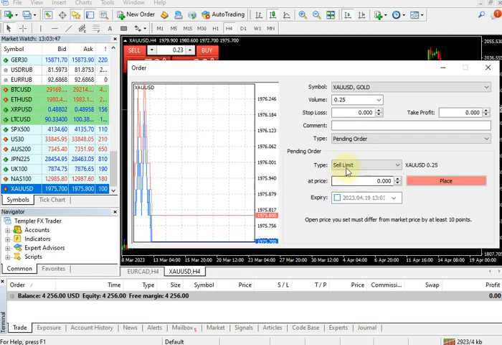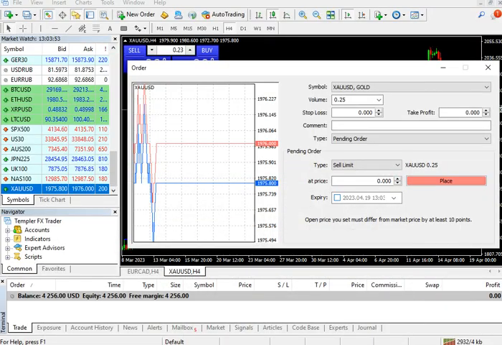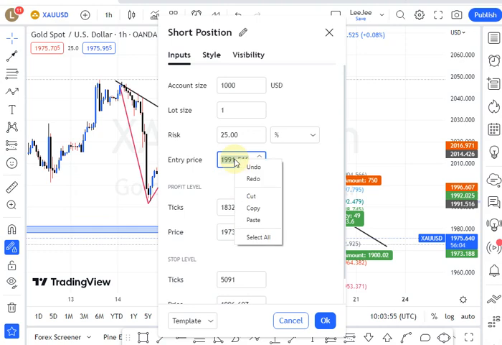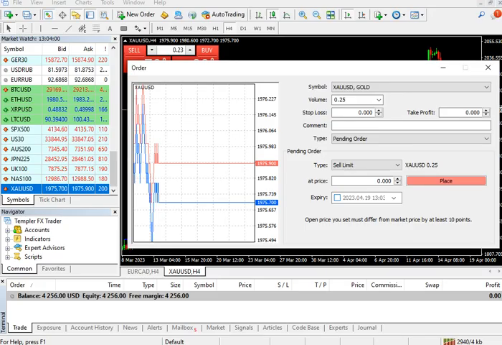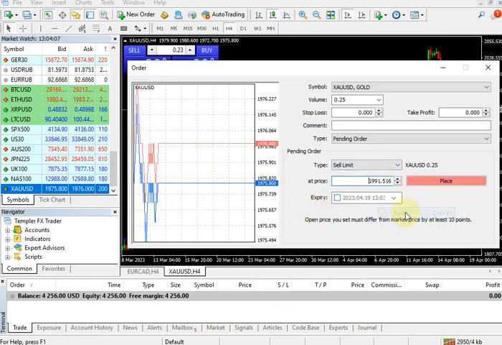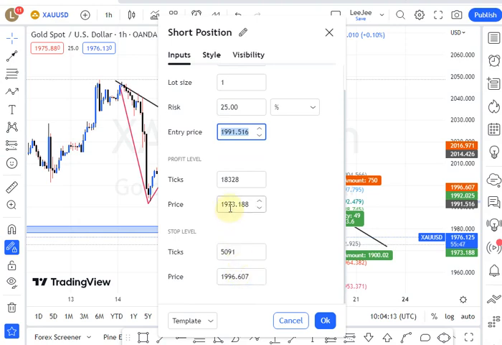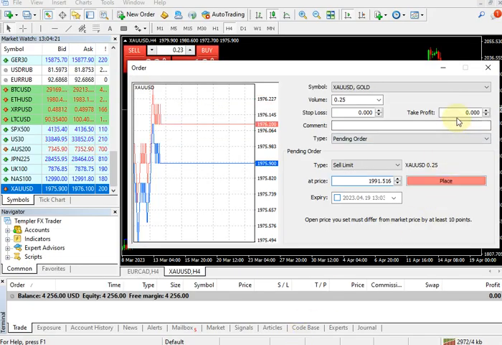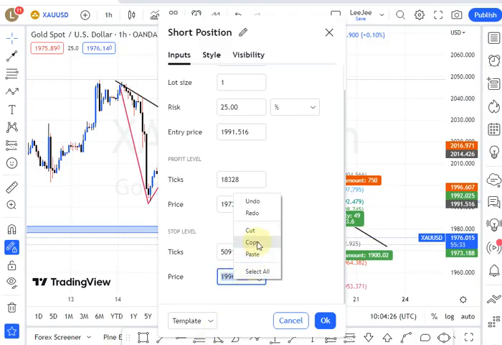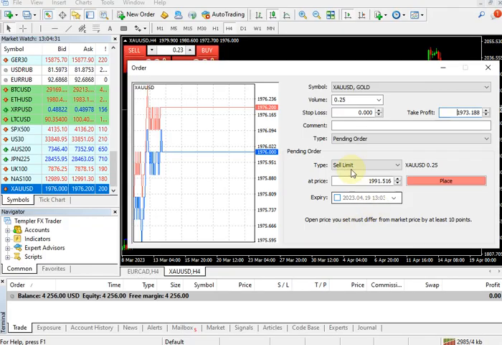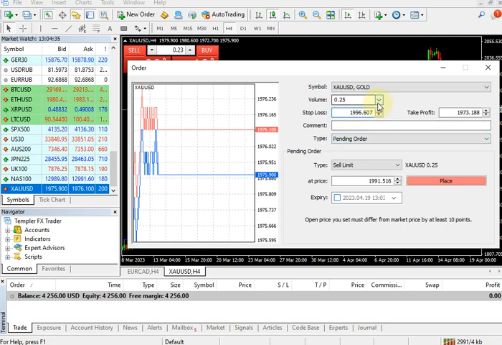Then boom. Where is it? Oops. I'm not going to edit this video, guys. I'm just going to upload it the way it is so that you all can see. So what's the price? That should be the stop loss. Where are you? Paste it. Let's give it some more.